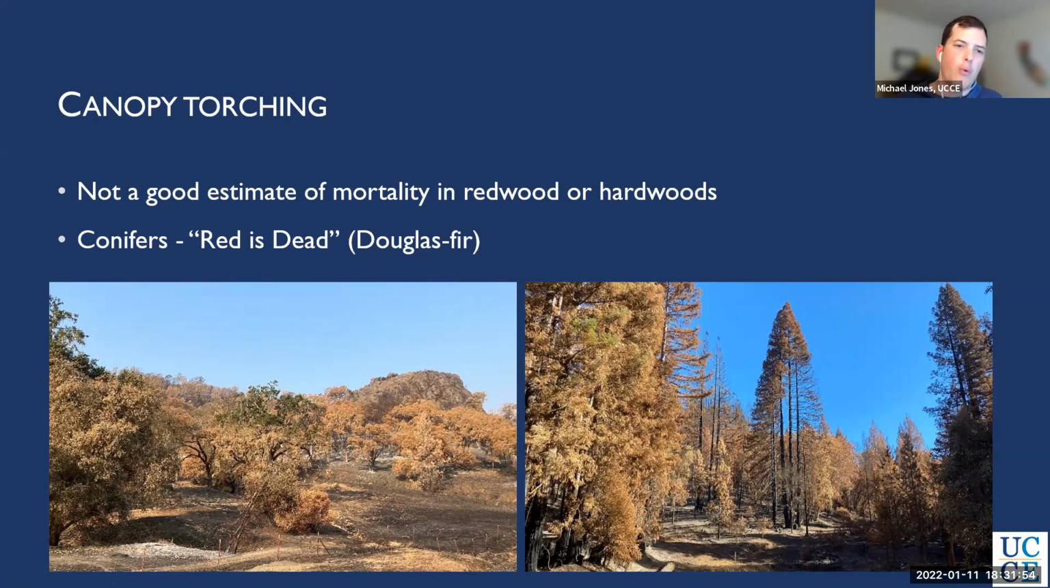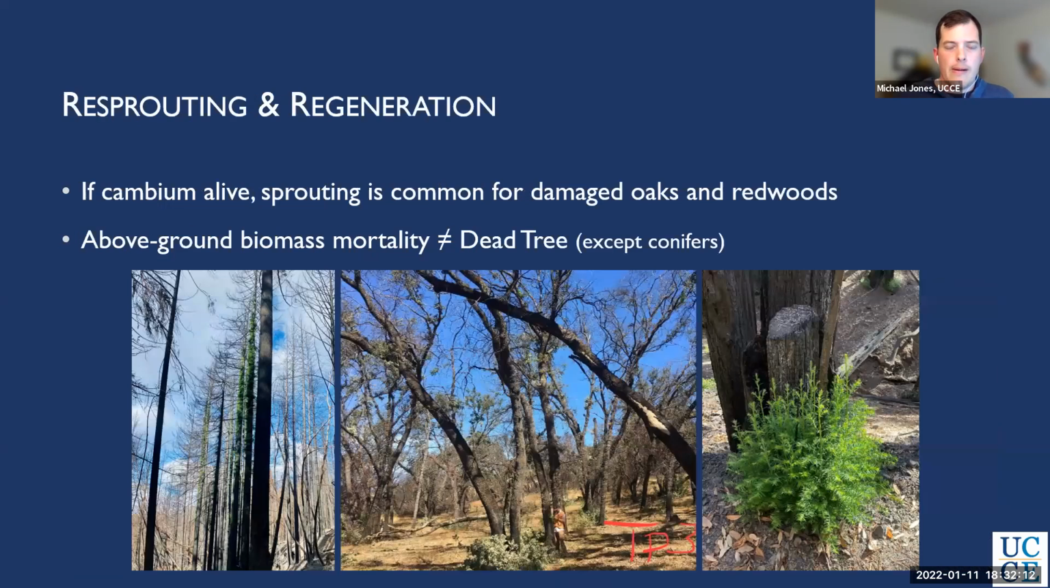So canopy torching for oaks and redwoods is not necessarily a very good indication, whereas with the conifers that we were talking about earlier and Doug fir, when you have a significant amount of damage to the canopy, you can expect a higher probability of mortality. And so what's really neat about these trees is we use all of those factors to assess their survival and their ability to persist.